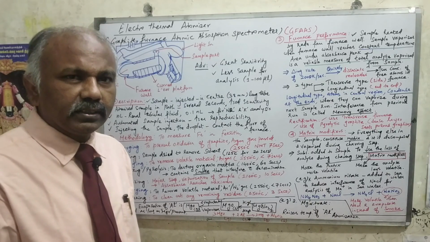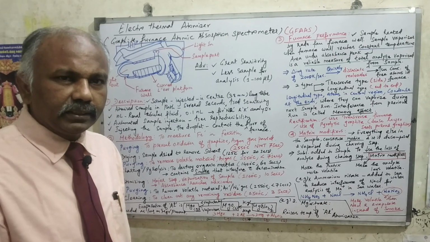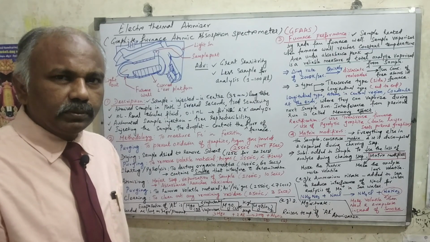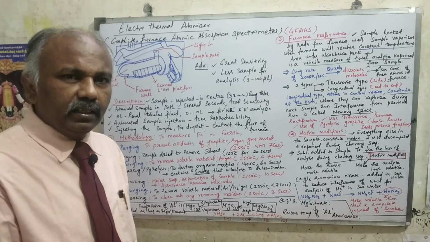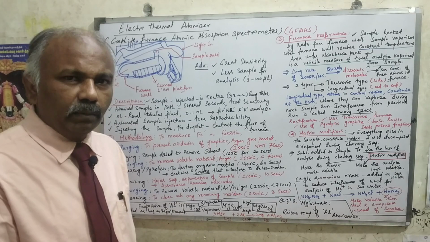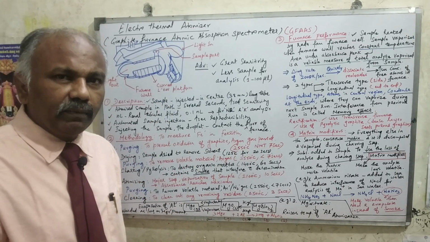Today I am going to discuss the topic of the electrothermal atomizer, particularly how a graphite furnace can be used in an atomic absorption spectrometer as an atomizer. This graphite furnace is basically used in most of the modern atomic absorption spectrometers. We are going to discuss the construction and the working of the graphite furnace.